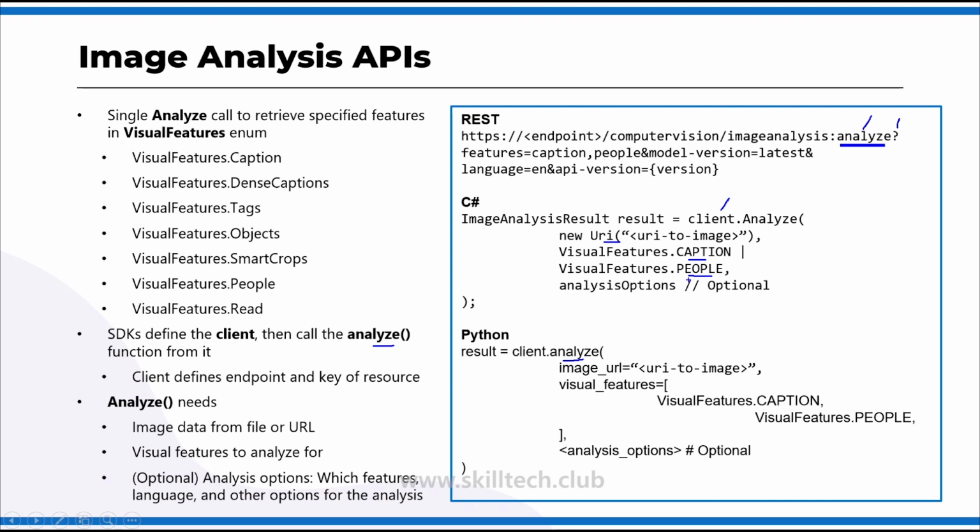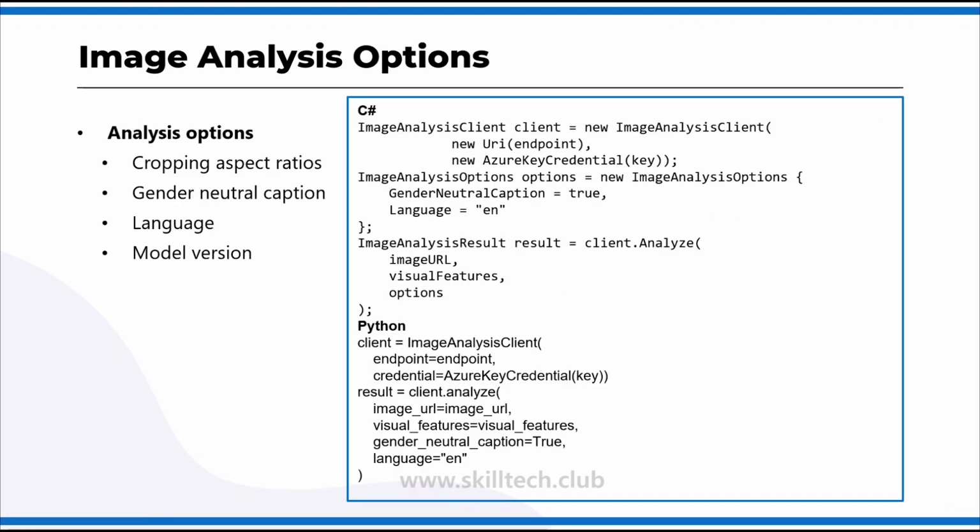So which features, which languages, and some other options you want to provide for analysis, you can add all of them inside this image analysis API. Now let's focus on some image analysis options because we are going to use them in our demo. In analysis options, you can have a cropping aspect ratio, gender neutral captions, a language, as well as a model version which can be passed with this.